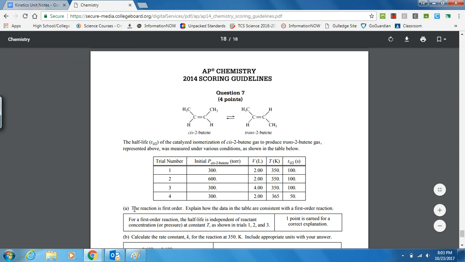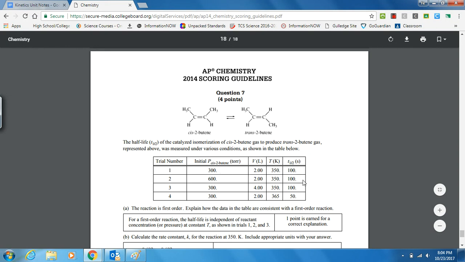So the question is, look at part A. The reaction is first order. Explain how the data in the table are consistent with a first order reaction. Students all across the nation were trying to apply differential rate law. So that's where you do the table logic, right? Like as my concentration or my pressure doubles, then my time is staying the same or my time is doubling as well.